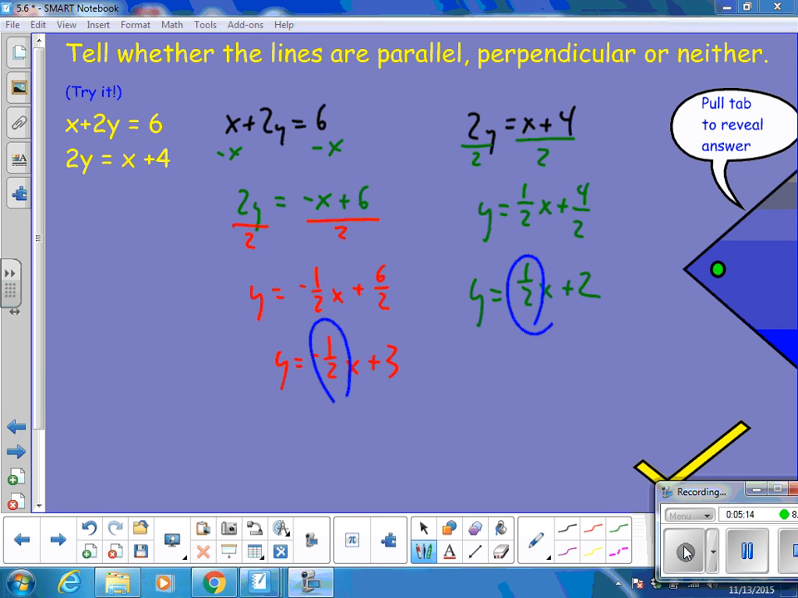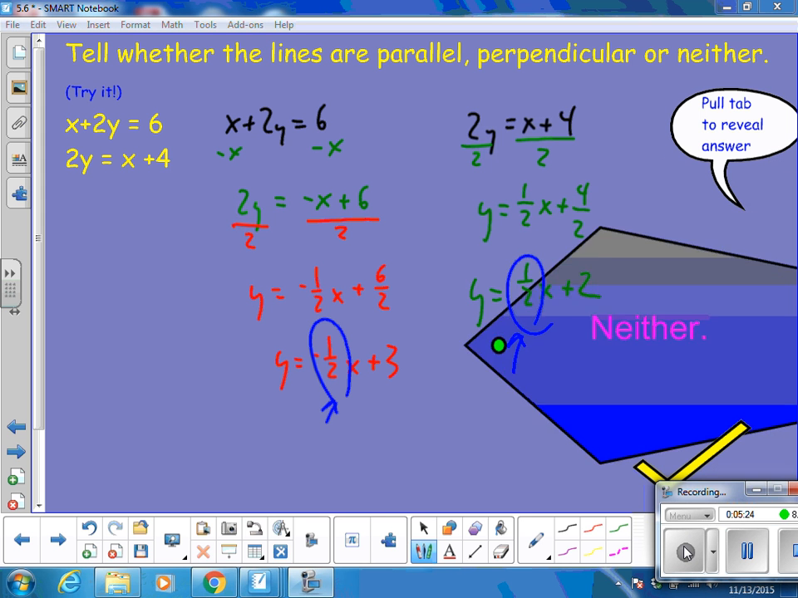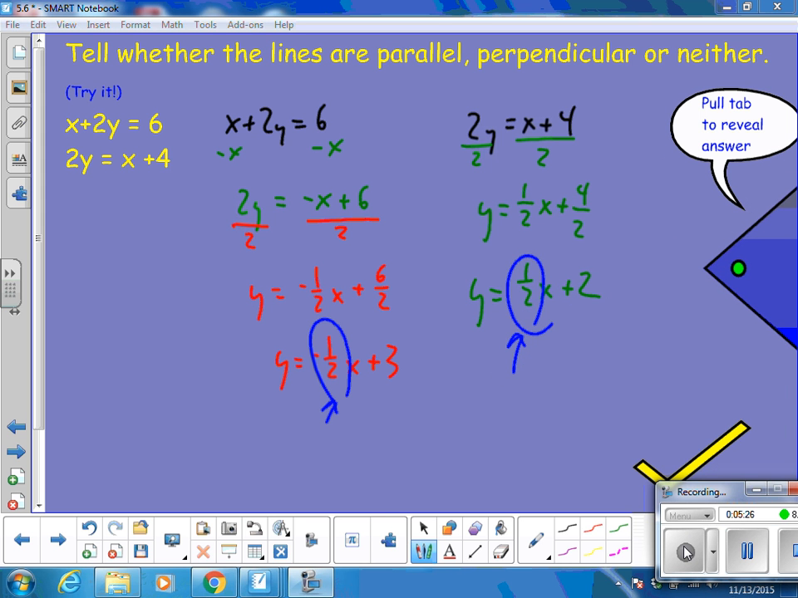All right, they are close. It's -1/2 is the slope for this one, and this guy right here is +1/2. So not the reciprocal, but is the opposite sign, so it is neither. They will intersect and have a solution, but they're not parallel.